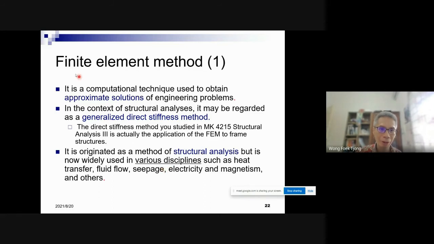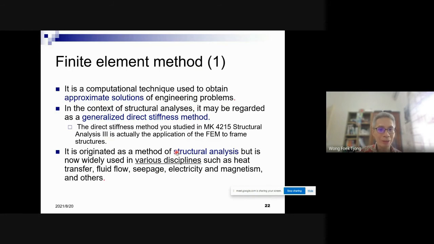Well, finite element method, or briefly FEM, is a computational technique used to obtain approximate solutions of engineering problems. I should emphasize approximate, not exact. In general, not exact. It means it doesn't equal the exact solution of the continuous model that you use, or the mathematical technique to obtain it. But later I will explain that we can improve the accuracy to the exact solutions. Well, that's the general definition.